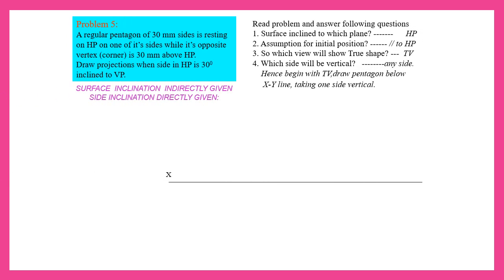So this is one more problem, a regular pentagon problem. A regular pentagon of 30 mm side is resting on HP on one of its sides while its opposite vertex is 30 mm above HP. Here the inclination is not directly given.